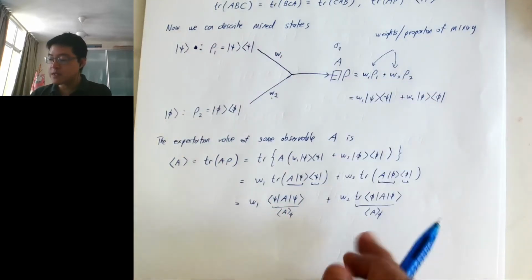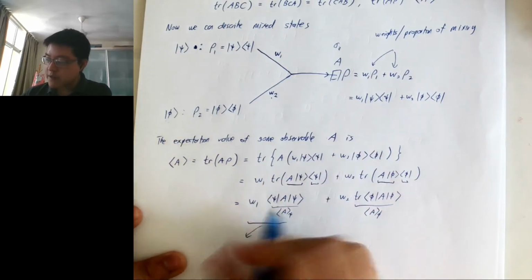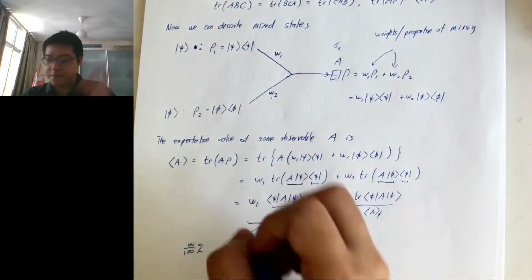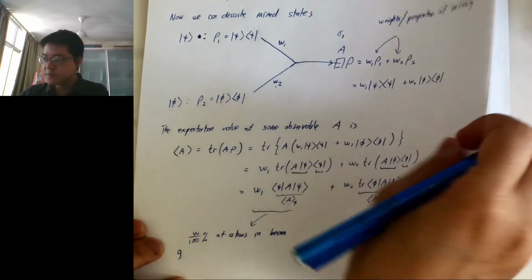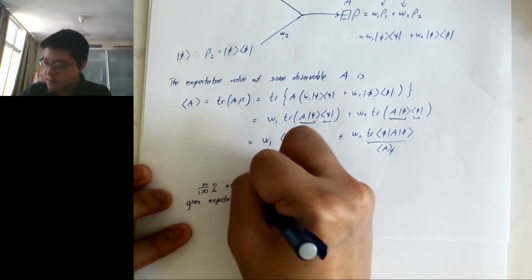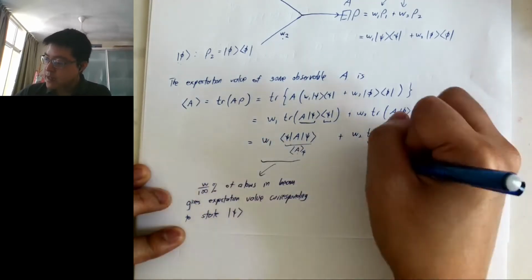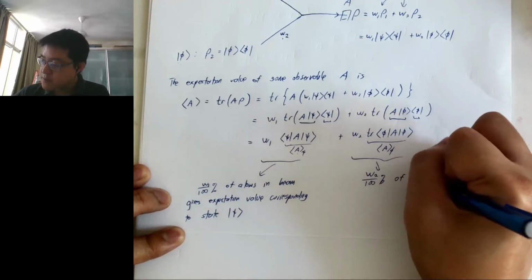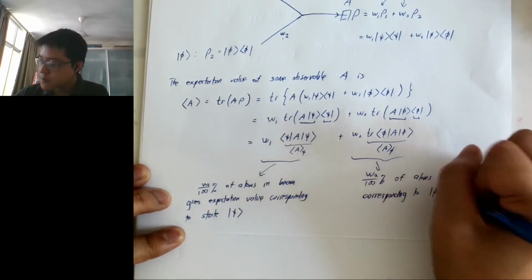But if you mix them together, what is the resultant? What we have found is W1 times this plus W2 times this. So it's like a statistical weight. W1 over 100% of the atoms in the beam gives the expectation value corresponding to the state, this one being a pure state psi. And the same story here: W2% of atoms correspond to the state phi.